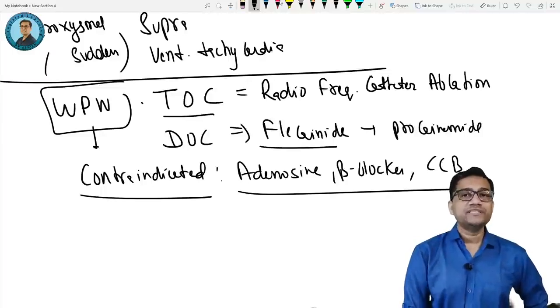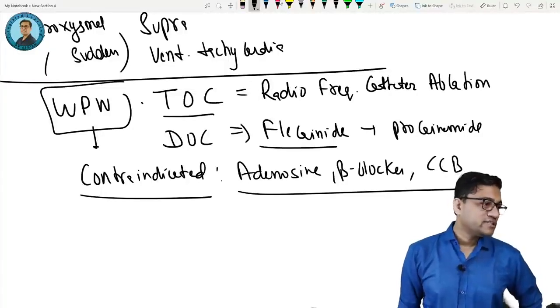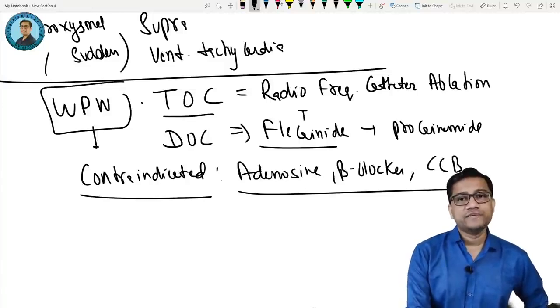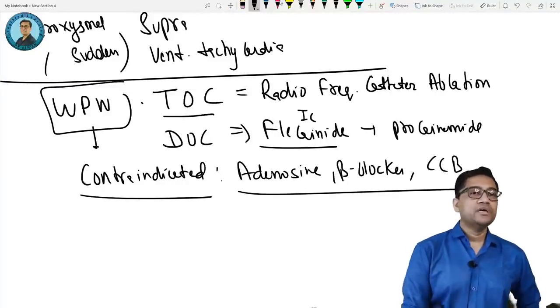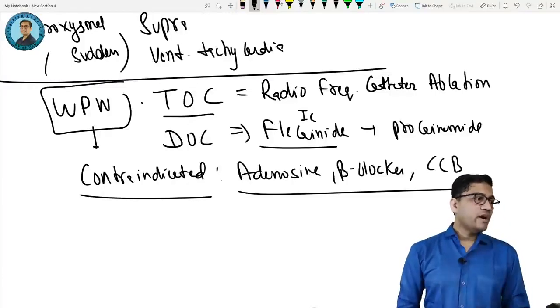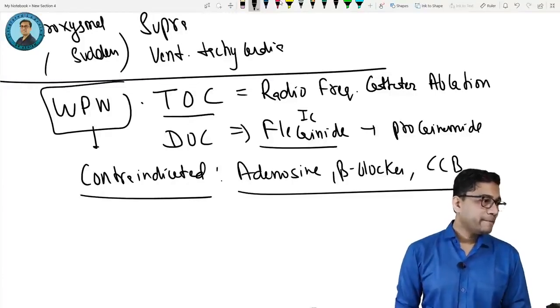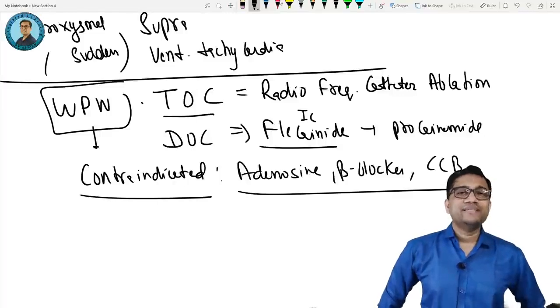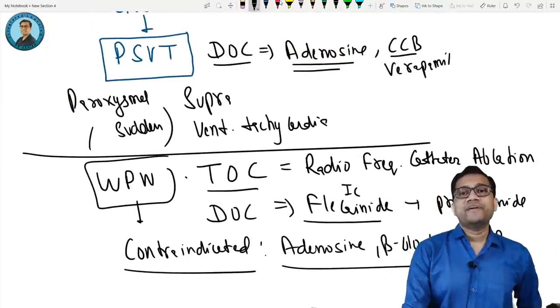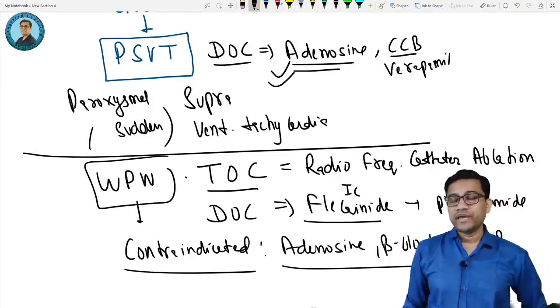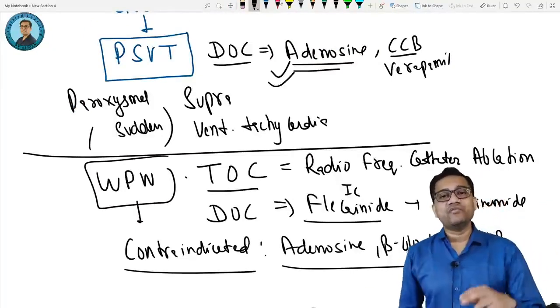But drug of choice is flecainide. Okay, so drug of choice is group 1C antiarrhythmic, flecainide, and procainamide. Are you clear? So what is the treatment of choice for PSVT? We give adenosine, okay?